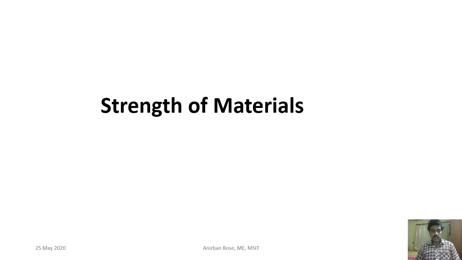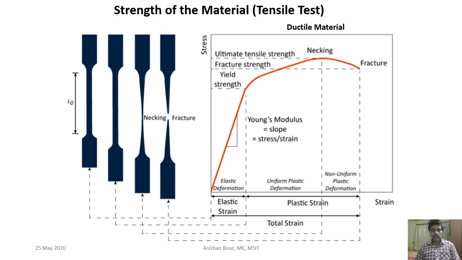Now in this lecture, we'll see what we actually mean by strength of materials. Here you can see an arrangement of a simple tensile test. This is the specimen and L0 is the gauge length. As the tensile load is gradually applied at the two ends in a tensile testing machine, if we plot the engineering stress versus engineering strain, we'll get this kind of a diagram.